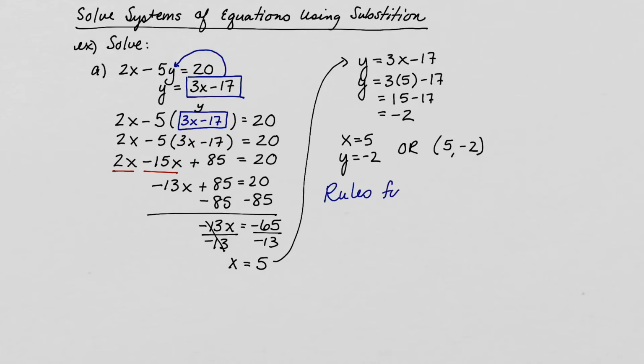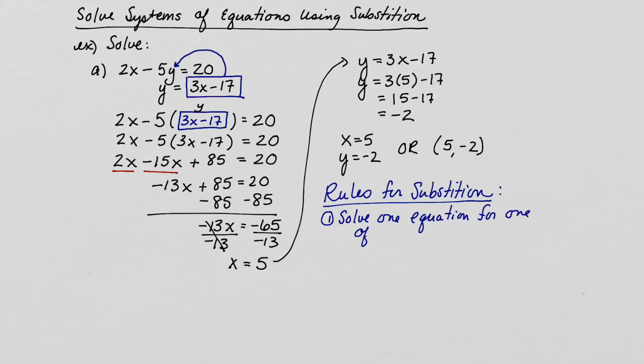So, rules for substitution. They are the following. One, you're going to solve one equation for one of the variables. You'll notice that in my problem, that was already done for me. This was already solved for y. But if it wasn't, I could have solved it for y. And I'm going to do an example where we do that.